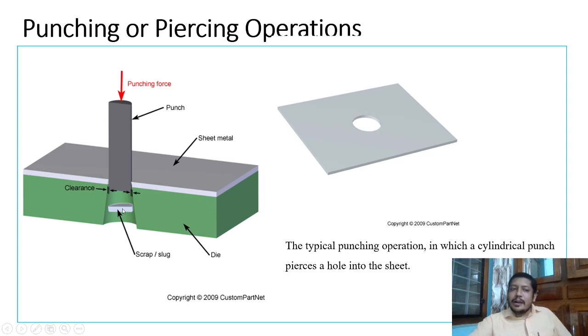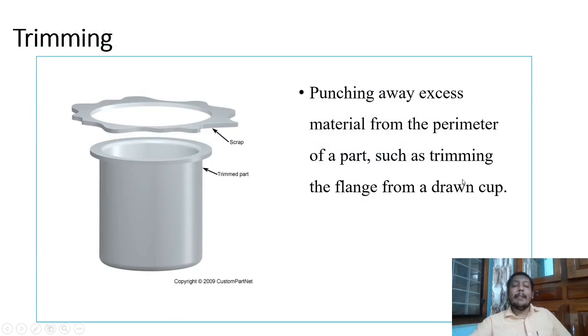So the cut part is scrap, or it is also called a slug, whereas this is the useful sheet which I will be using for further usages or further experimental purposes. So making a hole on a sheet is called the punching or piercing operation. The next operation is called trimming.